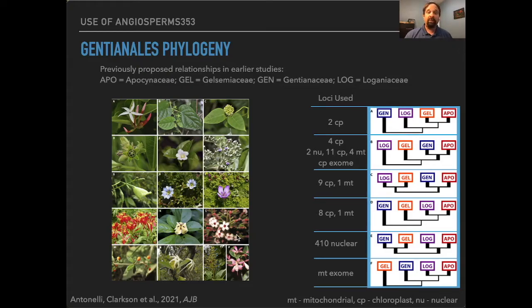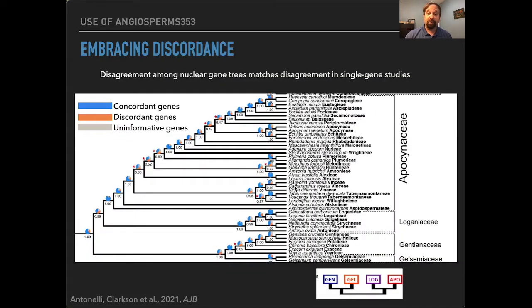Within this order, there has been a long-standing conflict among earlier studies about the relative position of the four families listed here. The earlier studies all differed in which genomic compartment, plastid, mitochondrial, or nuclear, and the number of genes sequenced and taxon sampling. Using Angiosperms353, the authors were able to more confidently resolve the relationships among these four families.